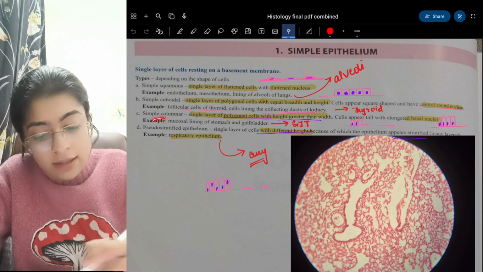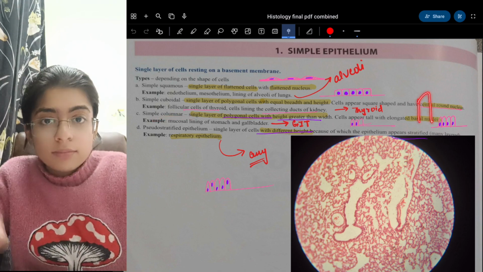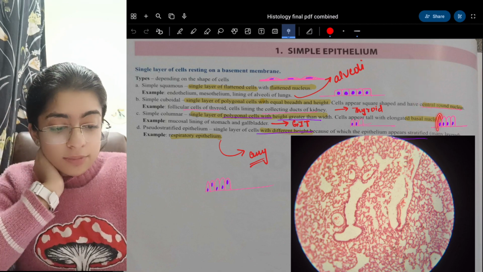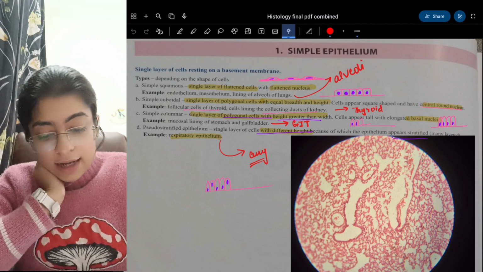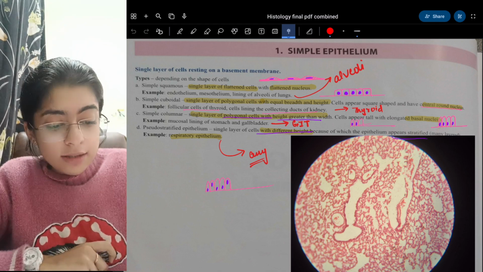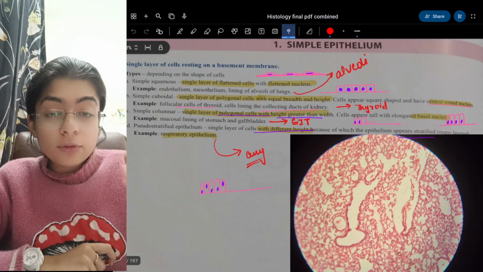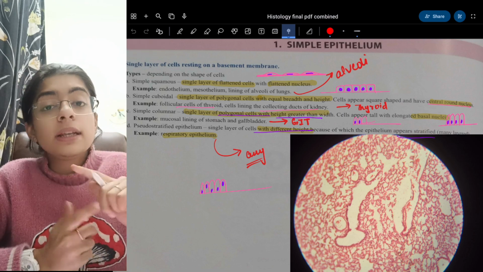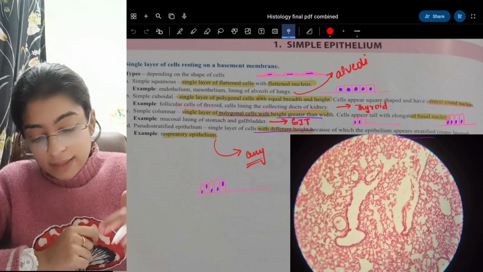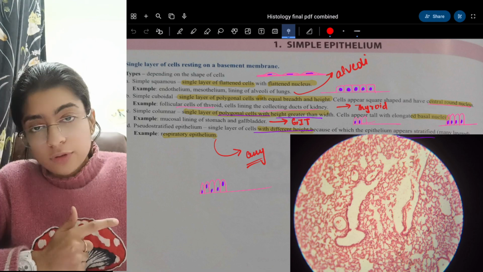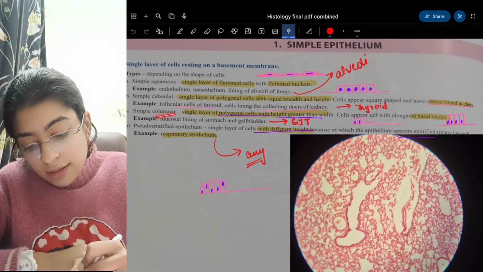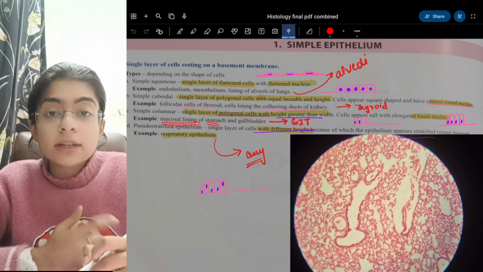Next is simple columnar. Columnar is like a column, straight and vertical. You can see it here as well. The nuclei are at the base and they are oval. If you draw it in the same way, then it will make sense, and this will also help you in identification of the slides when you go for the OSPI and the grand vivas. Examples of simple columnar are the mucosal lining of the stomach and gallbladder.